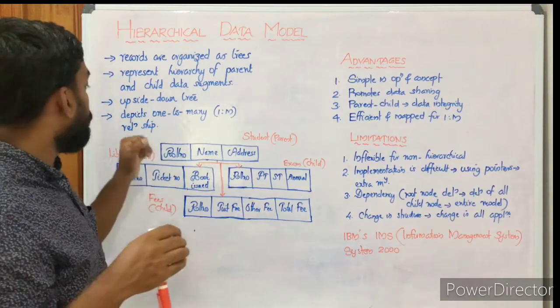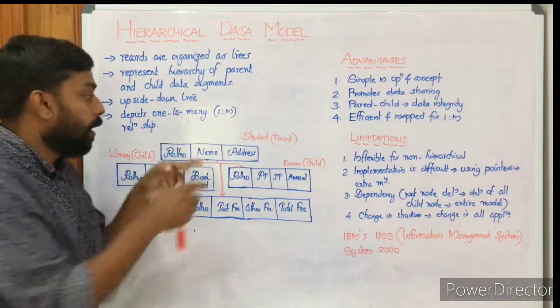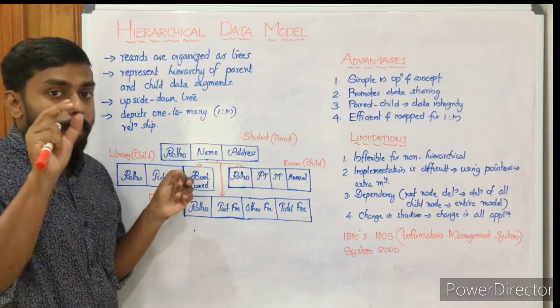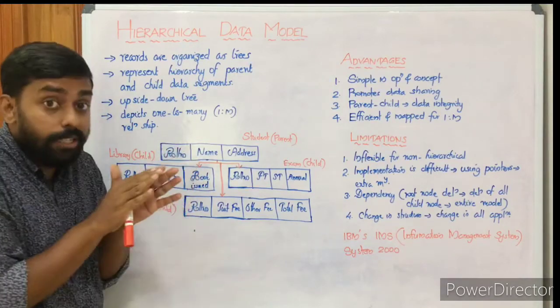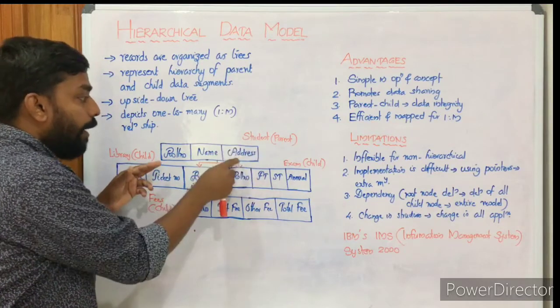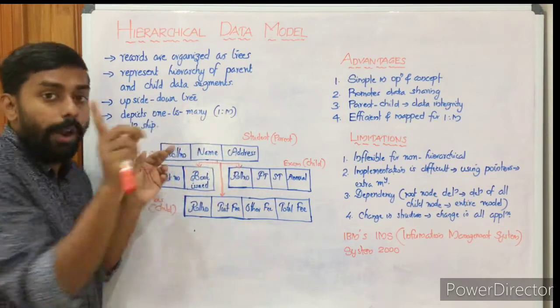So this is actually what one-to-many relationship is. Here one stands for the parent table, sorry, parent record. It's not table, it's record. So here student is the parent record, and that's the one.